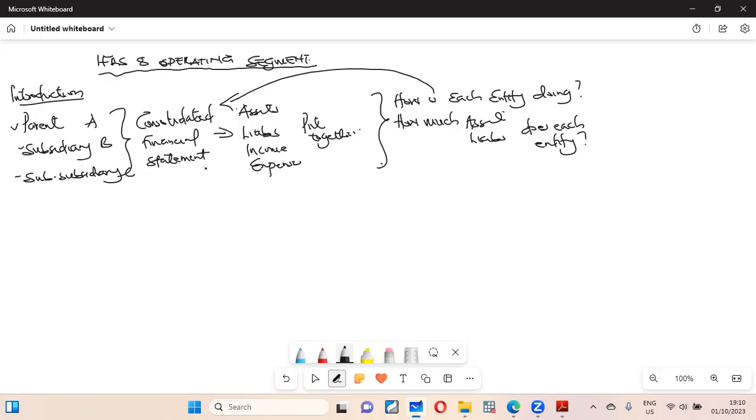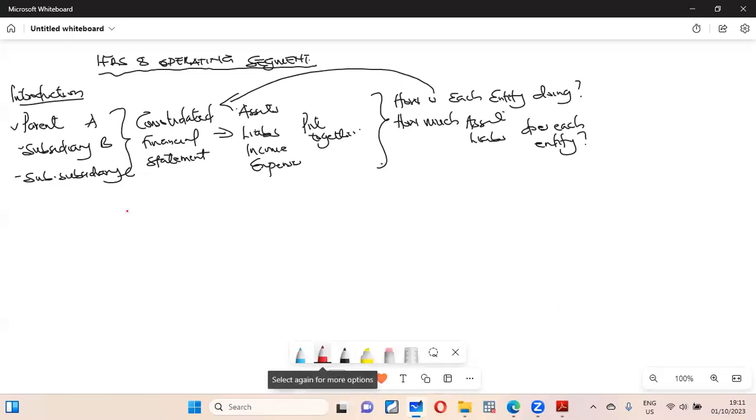But in the public sense or in the practical sense, you don't see it like that. All you see is assets 70,000. So how do you know how the individual entities are performing? And that is the reason for operating segment. That is what has brought about operating segment.